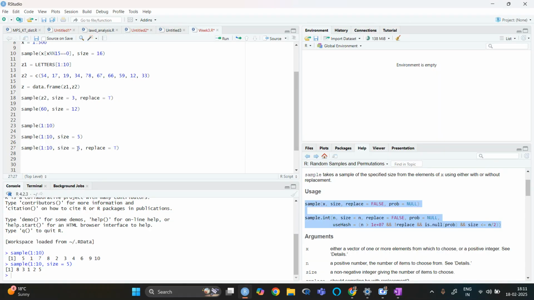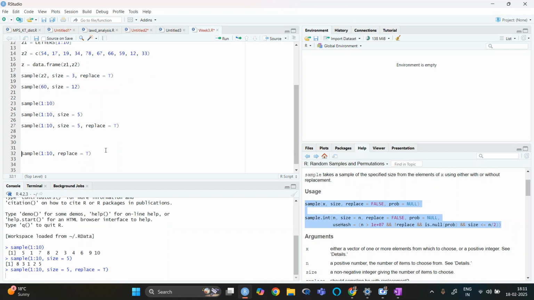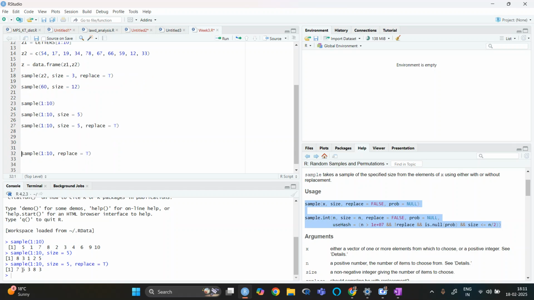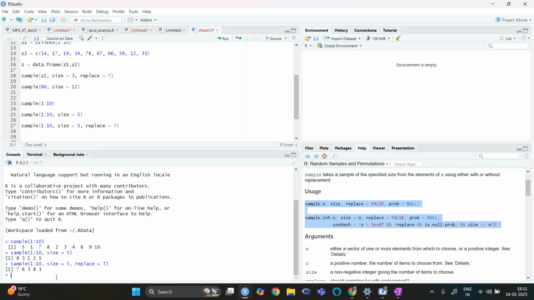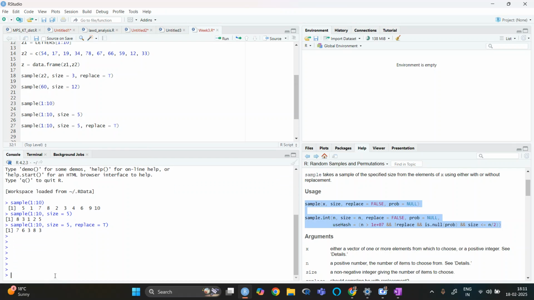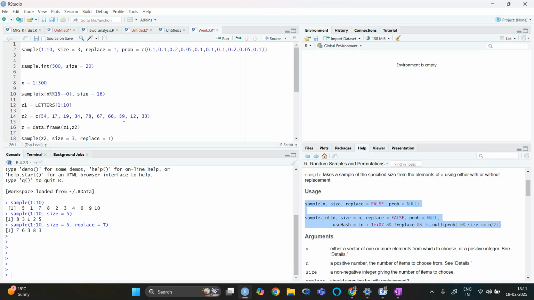So we will see here: sample 1 to 10, size 5, replace true. Here you can see that in the sample it has picked 7, 6, and then 3, and 3 is repeated again. So this is the difference between with and without replacement.